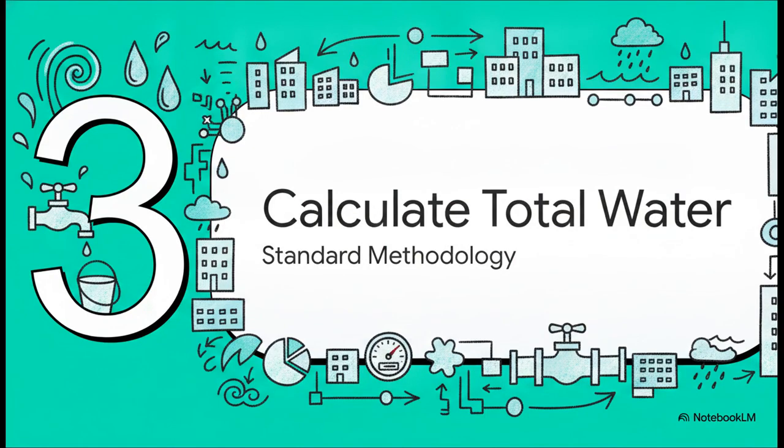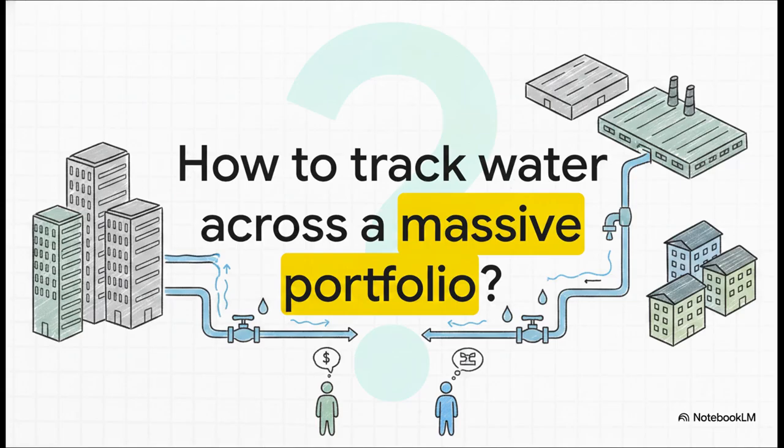Section 3, calculating total water withdrawn. Let's see how we build that first half of the metric. Now, if you own a really diverse portfolio, say high-rise offices, industrial parks, and residential complexes, tracking every single drop probably sounds like a total nightmare. Who pays the bill? Who controls the tap? It's a lot. But the standard actually anticipates this and breaks it down into a very clear methodology.